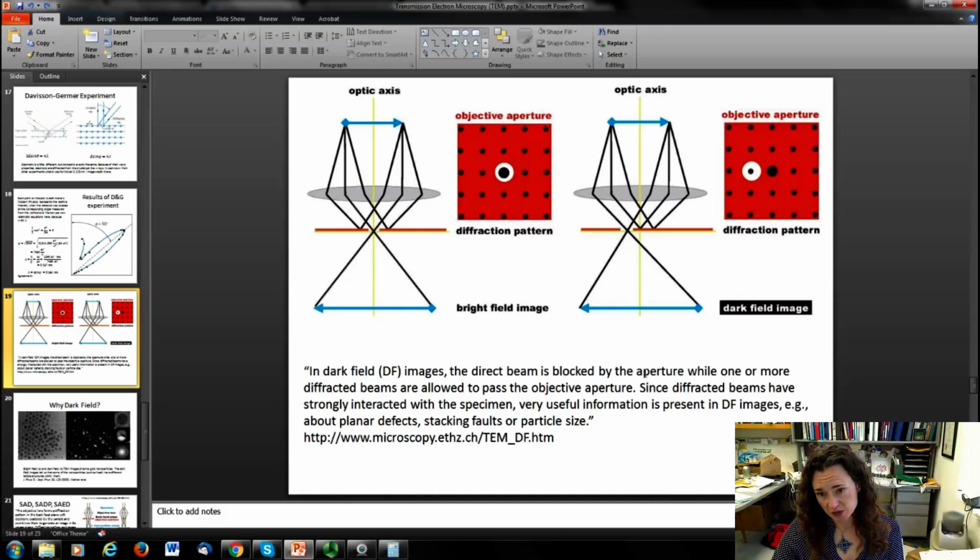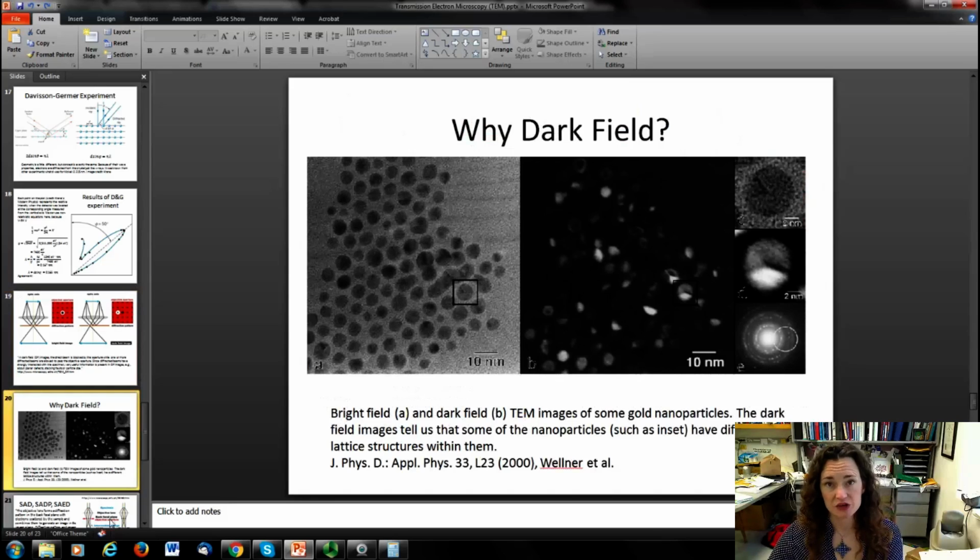So the direct beam is blocked by the aperture, all right, while one or more diffracted beams are allowed to pass through that aperture. And since diffracted beams have strongly interacted with the specimen, that gives you useful information that might be present in those dark field images. What useful information? Well, planar defects, stacking faults, particle size, crystalline structure, all kinds of things like that. Okay, so let me show you a dark field image as compared to a bright field image so you can see. So here on the left is a bright field image, all right?